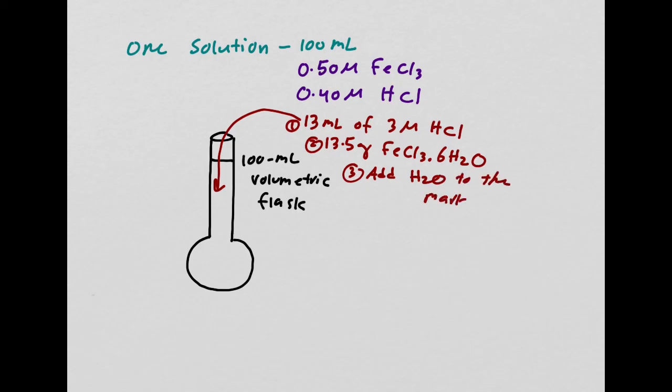Remember, my final volume should be 100 ml. So I'm going to keep adding water until I get to 100 ml. So, one more time. I'm going to take 13 ml of 3 molar HCl. I'm going to weigh out 13.5 grams of my iron 3 chloride. I'm going to add them to this. Then I'm going to keep adding water until the mark, because I want my final volume to be 100 ml. I shake it really well, and I have my one solution with those concentrations.